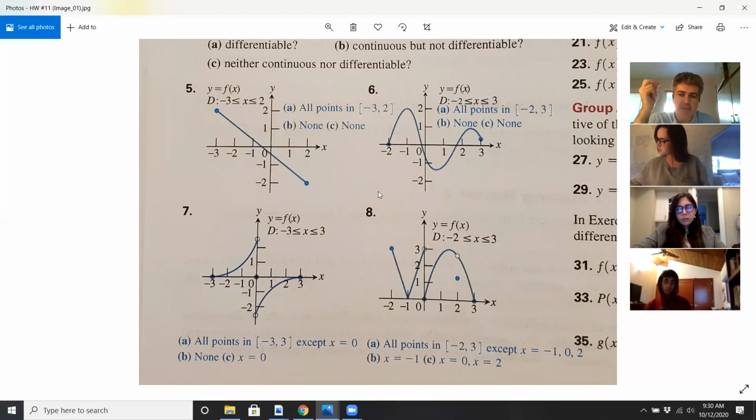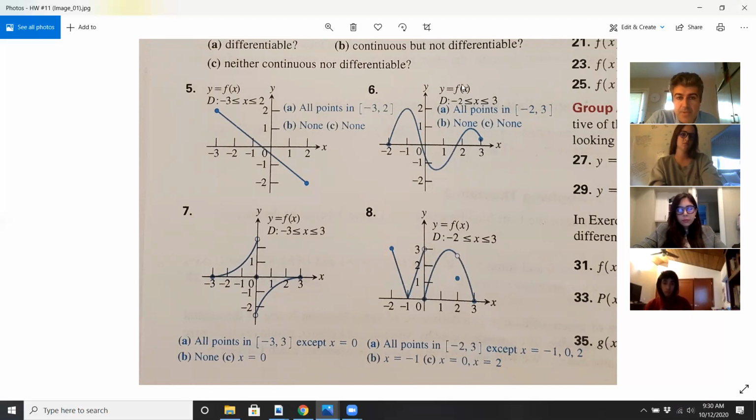Now for B, you're asking, are you continuous but not differentiable? Yes, you are at -1. We are continuous. It looks continuous. I see it defined at -1. I see the limit existing at -1 and the limit equaling f of -1.